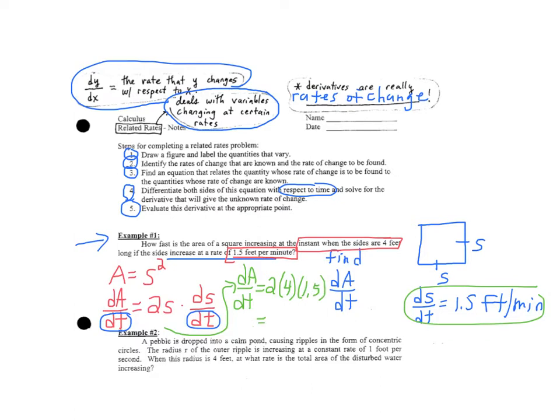Okay, so if we multiply that all together, you're going to get 12. Now, since this is area, it's not just going to be feet, but it's going to be feet squared per minute. So the area is increasing by 12 square feet every minute based on the fact that the sides are increasing by 1.5 feet per minute. Let's look at the next example.